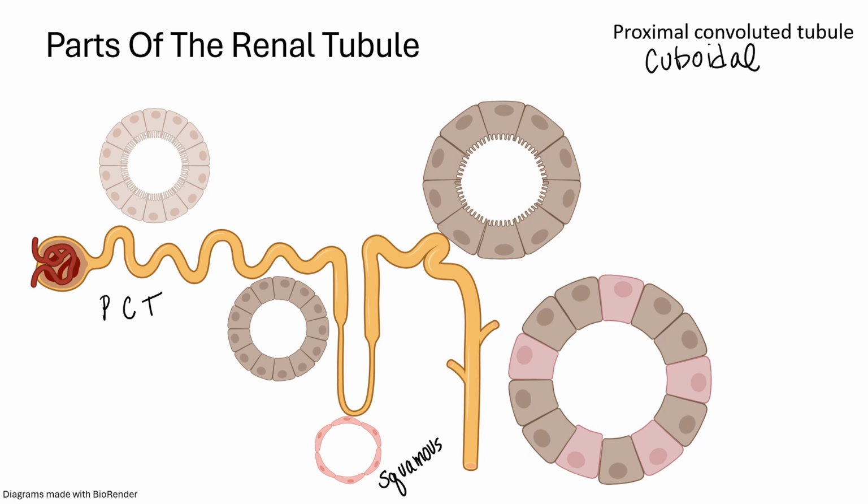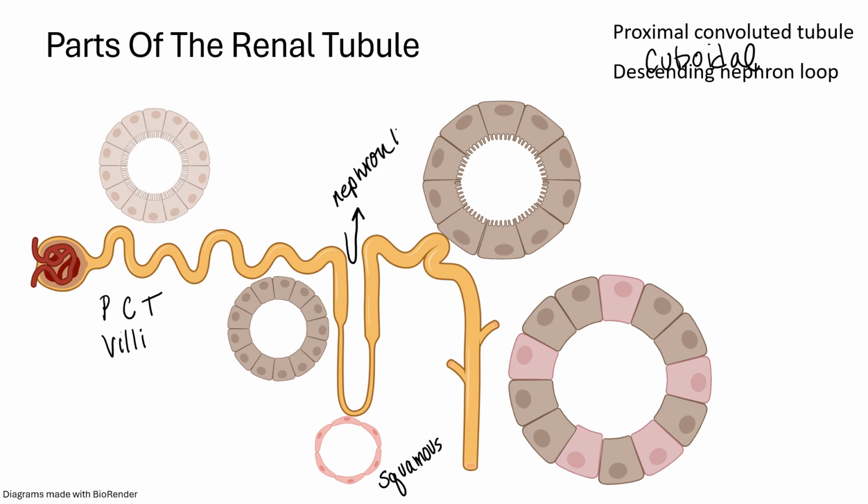Notice how these simple cuboidal cells of the PCT have a lot of villi on them. We've seen villi before in the small intestine. That was an adaptation for an incredibly large surface area over which nutrients could be exchanged in the small intestine. And here, these villi create an incredibly large surface area for the proximal convoluted tubule over which substances can be exchanged. After filtrate flows through the PCT, it enters into this structure here that is called the nephron loop.